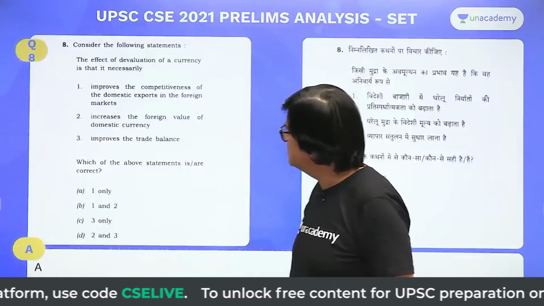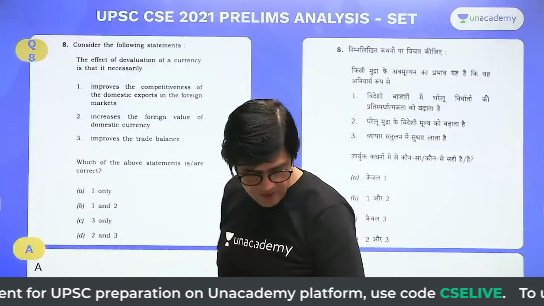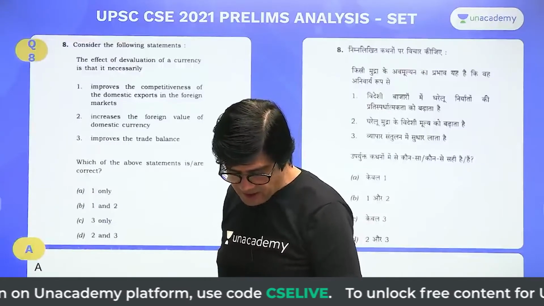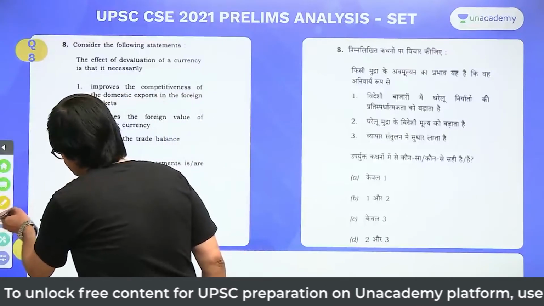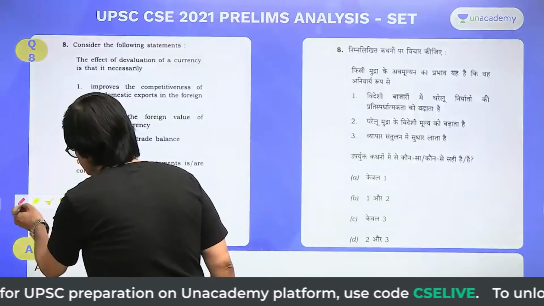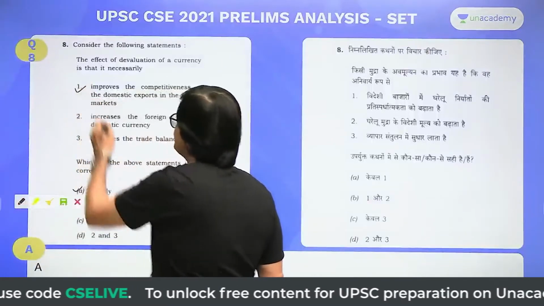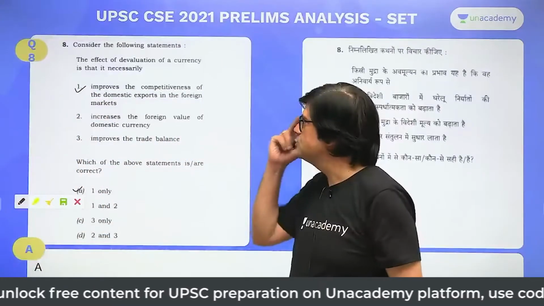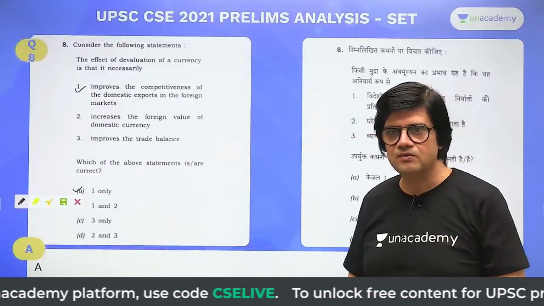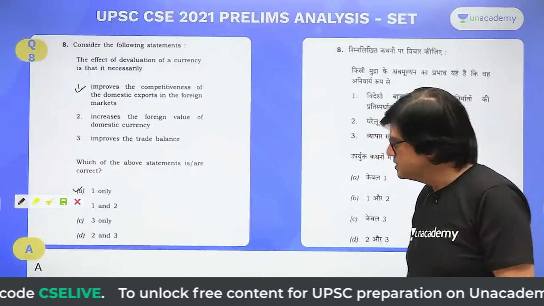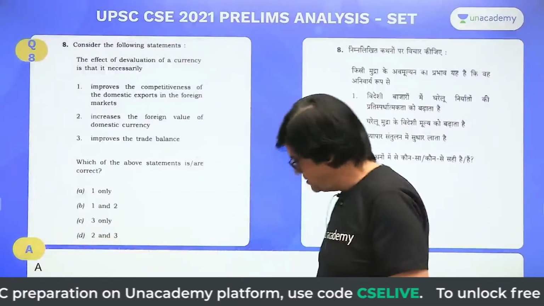Therefore, obviously here we are talking of question number 8. Question number 8, obviously A is the correct answer here, because it would improve the competitiveness of the exports in the international market or foreign markets. So here the obvious choice is A, as we can make out.